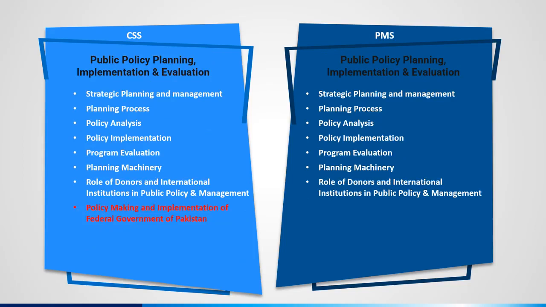Here is the third chapter of CSS Public Administration, that is Public Policy Planning, Implementation and Evaluation. The contents include strategic planning and management, planning process, policy analysis, policy implementation, program evaluation, planning machinery, role of donors and international institutions in public policy and management. All these contents are overlapping with the syllabus of PMS, but policy making and implementation of the federal government of Pakistan is not included in PMS Part 1, but in PMS Part 2 there is a complete understanding and a whole chapter is given to this.